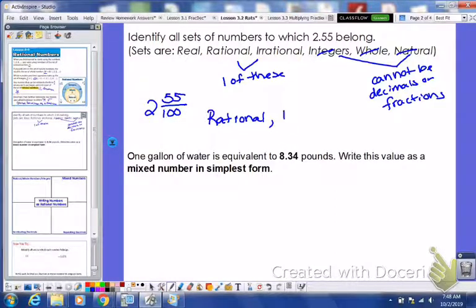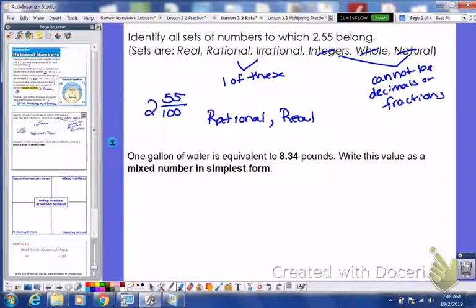And then everything that we work with this year is real, so always write real. So 2.55 or 255 hundredths would be rational and real. At our next example, 1 gallon of water is equivalent to 8.34 pounds. Write this value as a mixed number in simplest form.